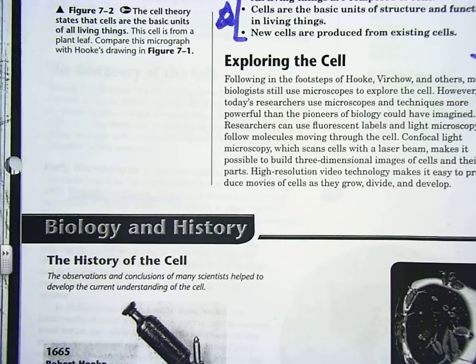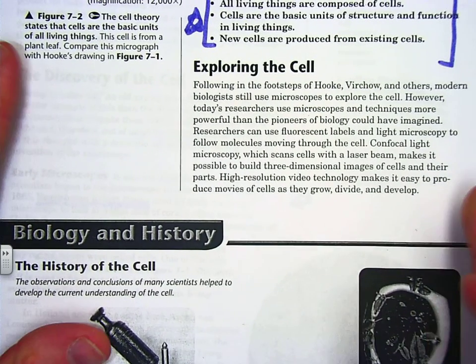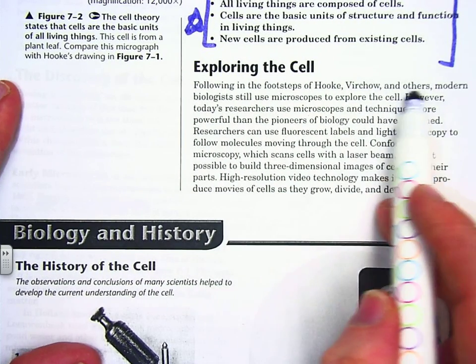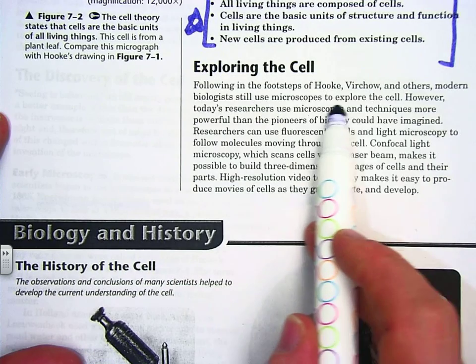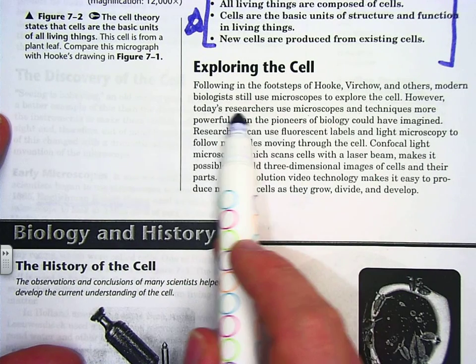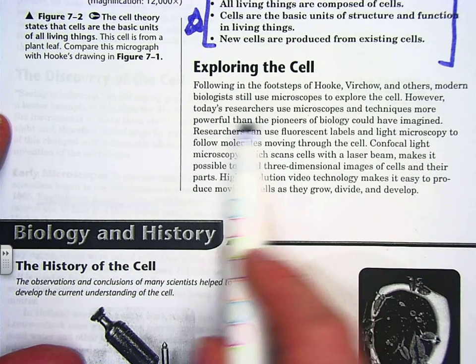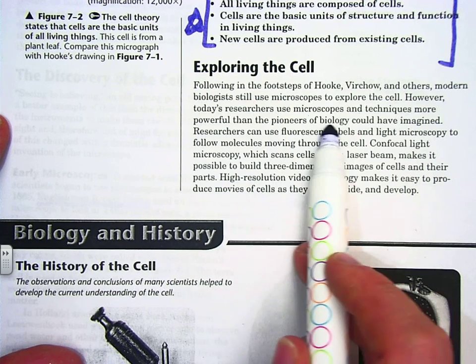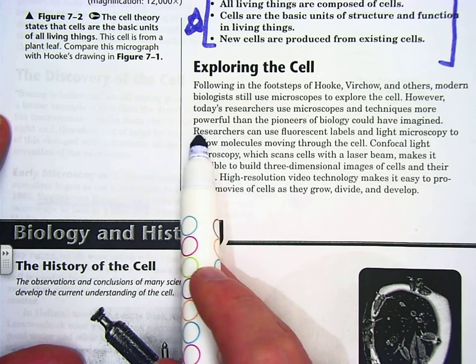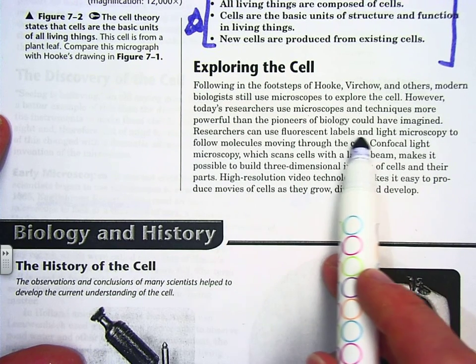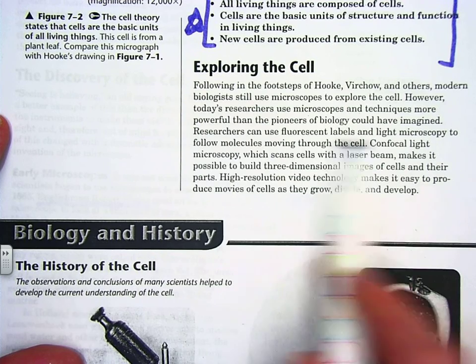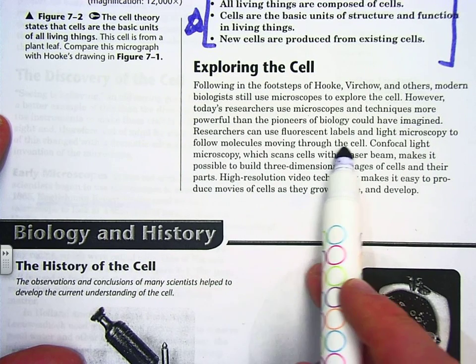Exploring cells. Exploring the cell. Following the footsteps of Hooke, Virchow, and others, the modern biologists still use microscopes to explore the cell. However, today's researchers use microscopes and techniques more powerful than the pioneers of biology could have imagined. Researchers can use fluorescent labels and light microscopy to follow molecules moving through a cell.